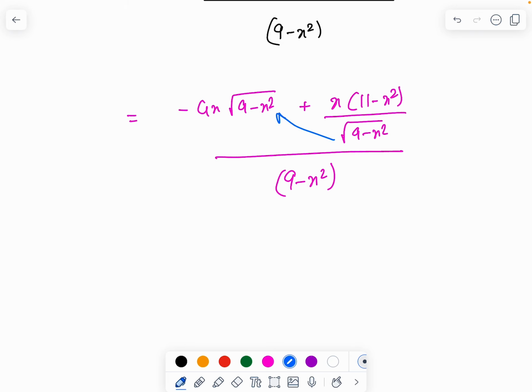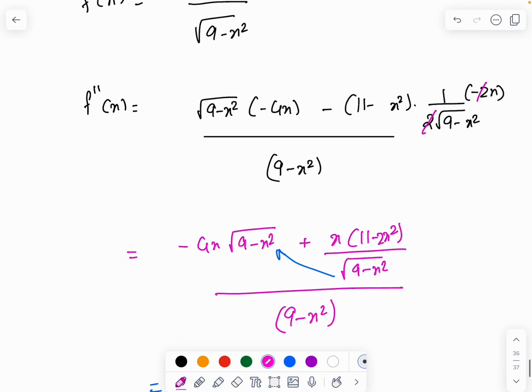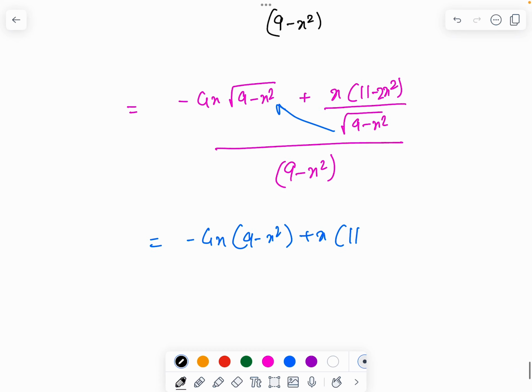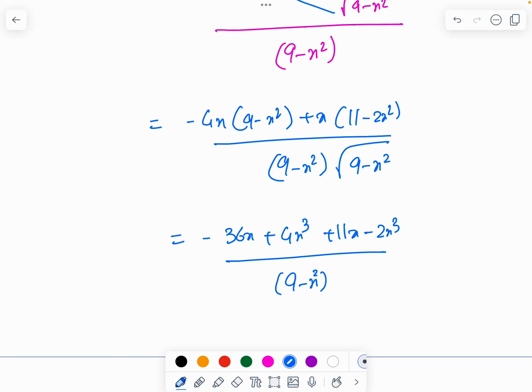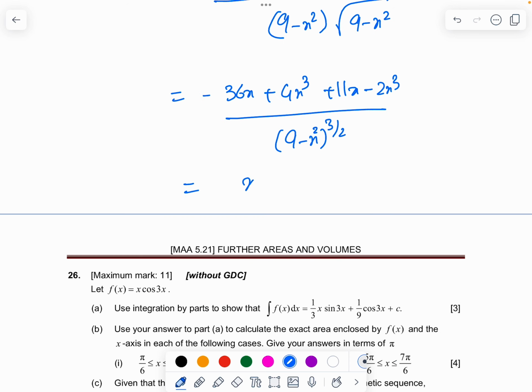So again do the cross multiplication. It becomes minus 4x times 9 minus x square plus x times 11 minus 2x square, divided by 9 minus x square and square root of 9 minus x square. So this becomes minus 36x plus 4x cube plus 11x minus 2x cube divided by 9 minus x square whole power 3 by 2, which is x times 2x square minus 25 divided by 9 minus x square whole power 3 by 2.